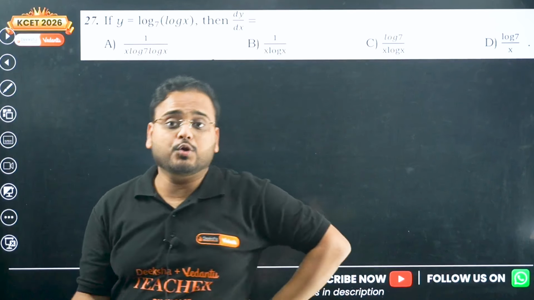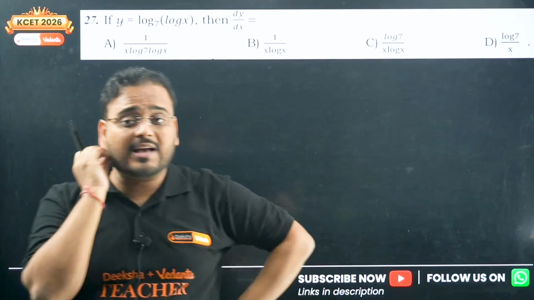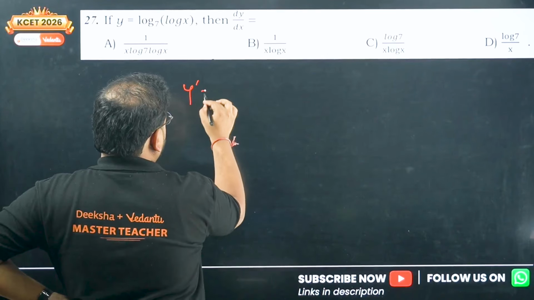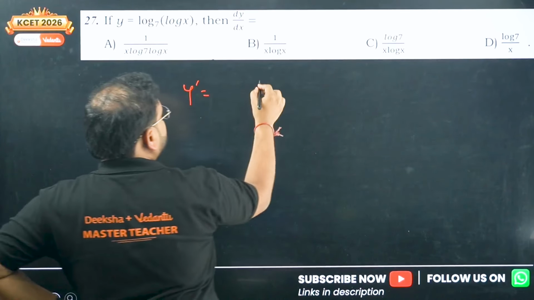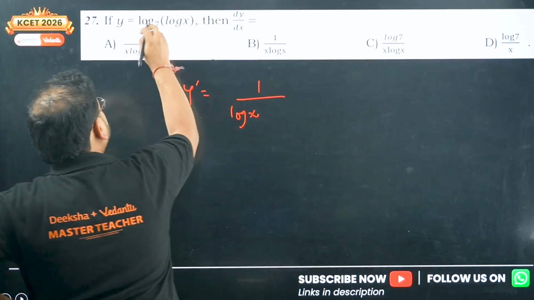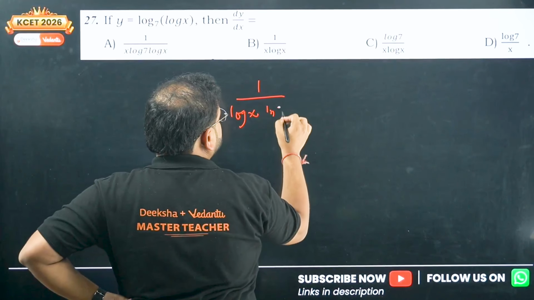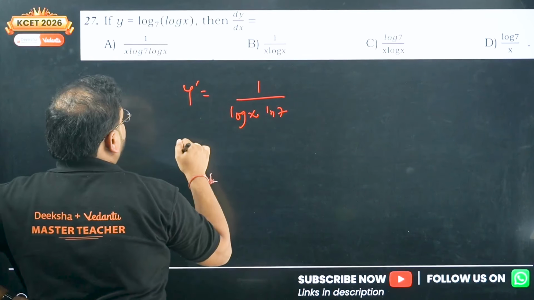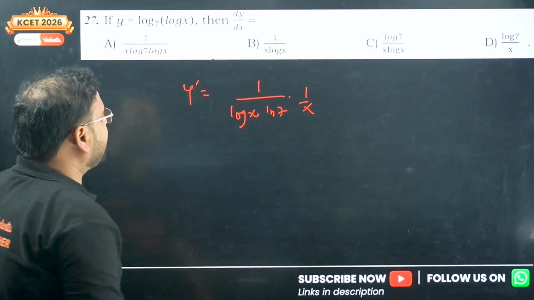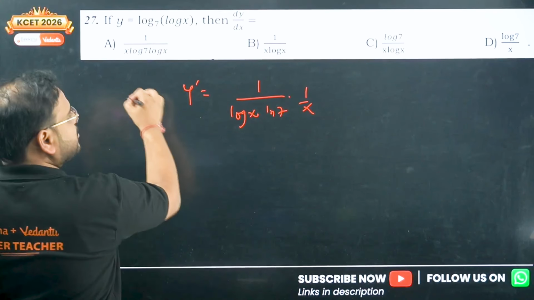Next, y equals log of log x with the base 7. Find the derivative. So y dash, to differentiate this function, we'll get 1 by log x first, and for this we'll get ln 7, and the derivative of log x is 1 by x. So 1 by x log x ln 7. So this is the answer, option A, right?